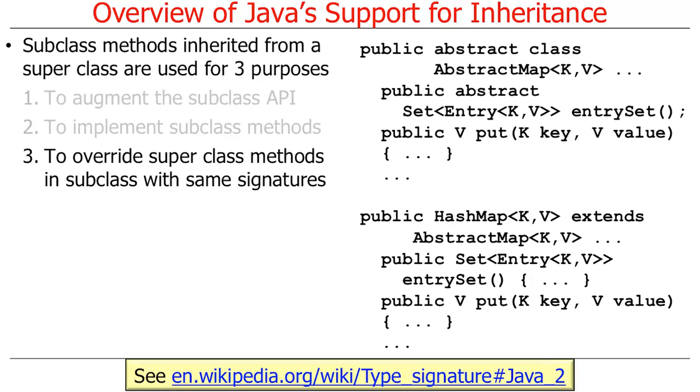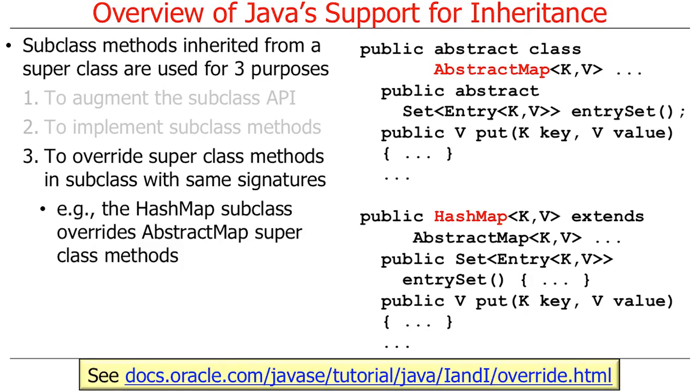For example, the HashMap subclass in the Java Collections framework overrides methods with the same signatures as AbstractMap superclass methods, such as put and entrySet, which associate values with keys in a map and return a view of the mappings contained in a map, respectively.